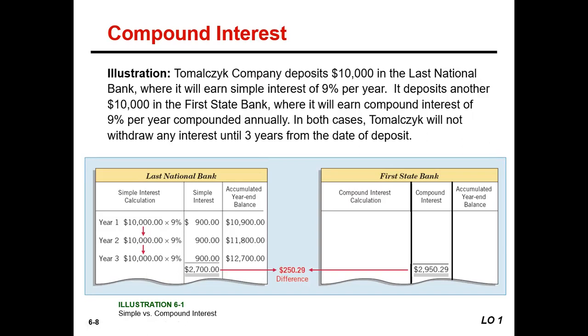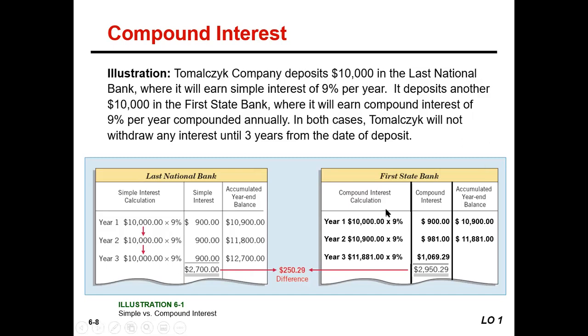So then year 2 down here, we would be at 10,900 times 9%. That would calculate to whatever it is. I don't know why it's not showing up. Oh, here we go. I just had to click on it. So yeah, you see it here better now.